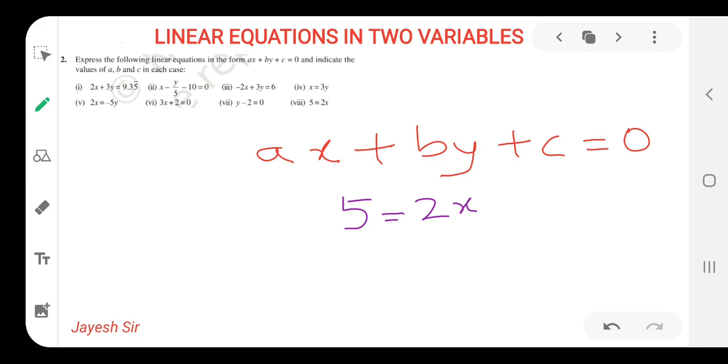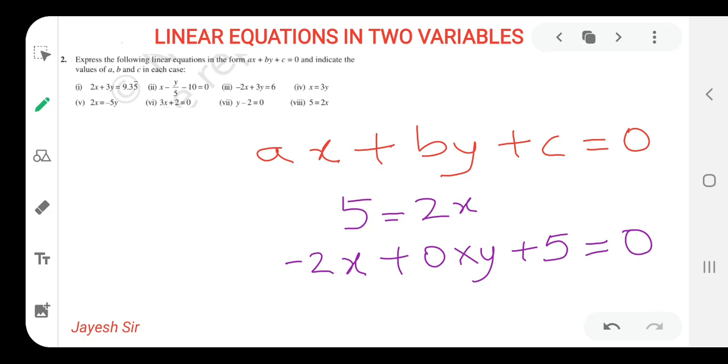Now what is the thing that we have to keep in mind? The term having the variable should be on the left hand side, that means 2x should be on the left hand side. So plus 2x after coming this side will become minus 2x. Yes, and nothing is given about y, so what we can take is 0 into y, and the value of 5, the term without a variable, is c, in this way.